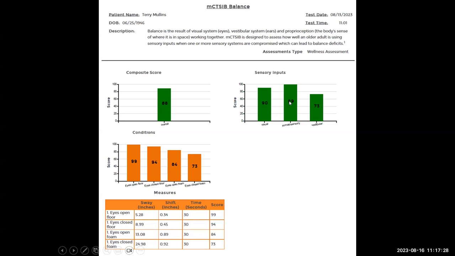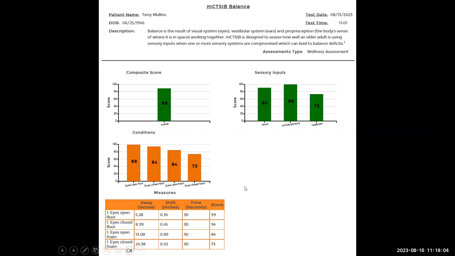this is not uncommon with older adults, her vestibular system was probably her weakest system here, scoring a 73%. Indicating that her inner ear apparatus or vestibular system is not contributing as strongly to her ability to maintain static positions. This also gives us a breakdown of her scores in each of the four states that I had her perform, as well as given the amount of sway and shift that she had.